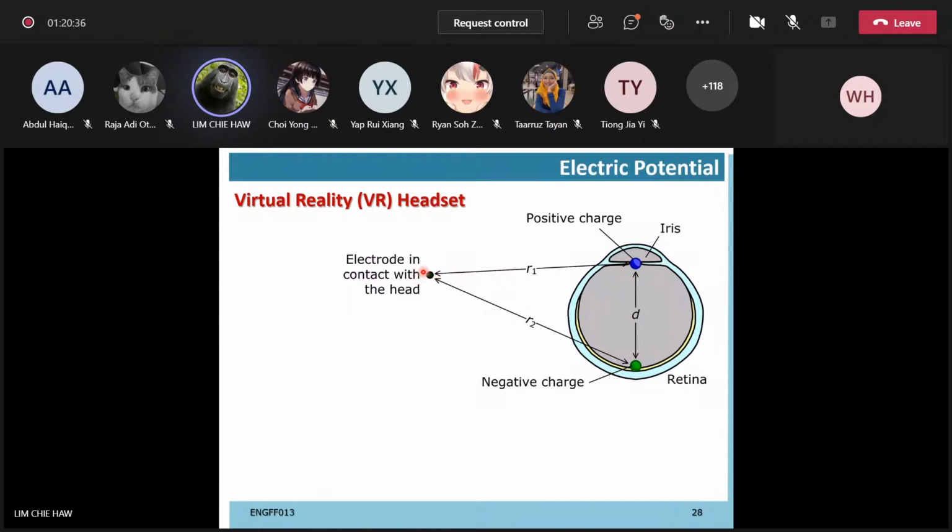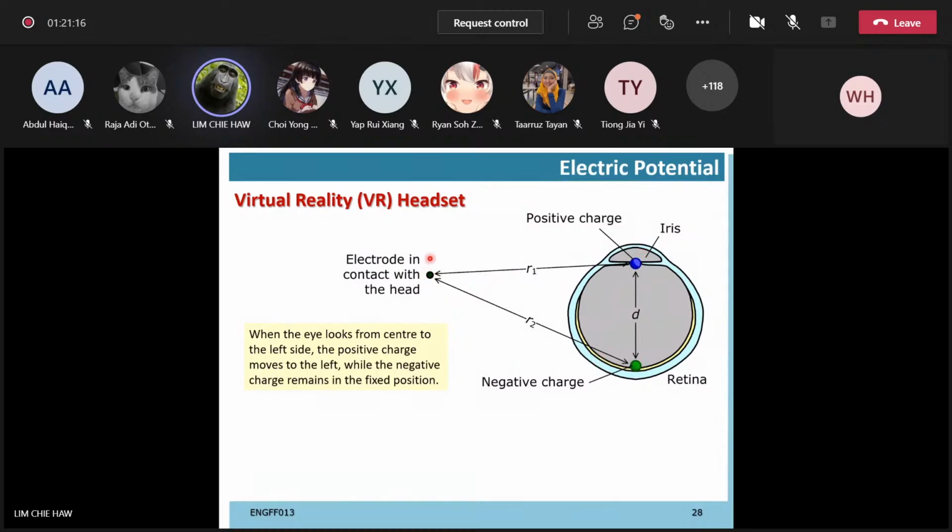Now look at this carefully. The electrode will become the target. We will try to determine the potential at the location of the electrode. Before the iris starts to move, in this case I'm taking the iris moving to the left, we can calculate the potential.